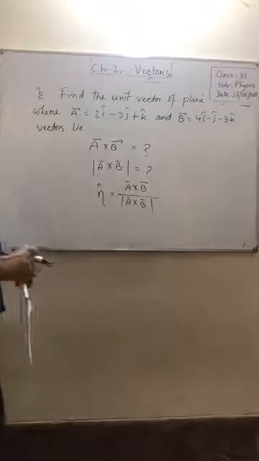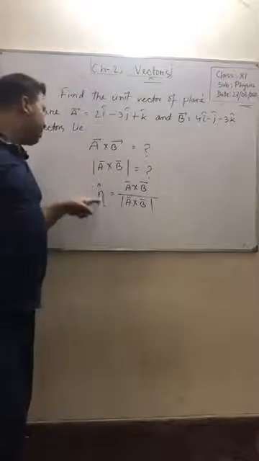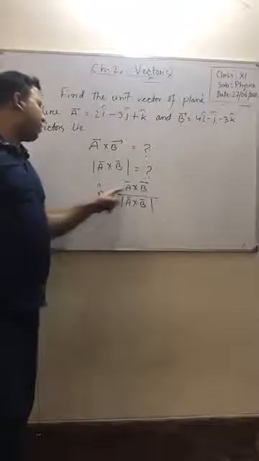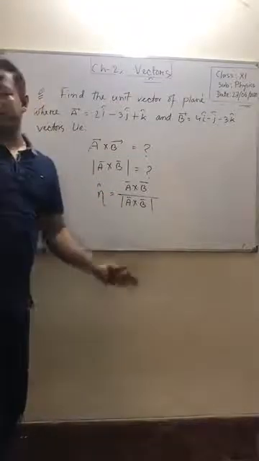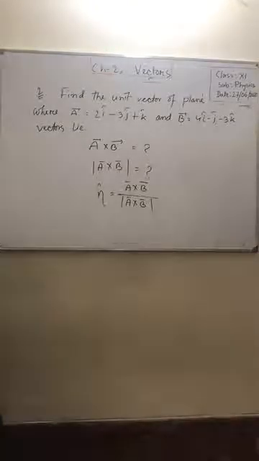First you need to find out a cross b, then modulus of a cross b, then the unit vector n cap comes to a cross b divided by modulus, একদম পুরো ডট প্রোডাক্টের মতো, আন্ডারস্ট্যান্ড? পারবে এটা? Guys, can you do this one?